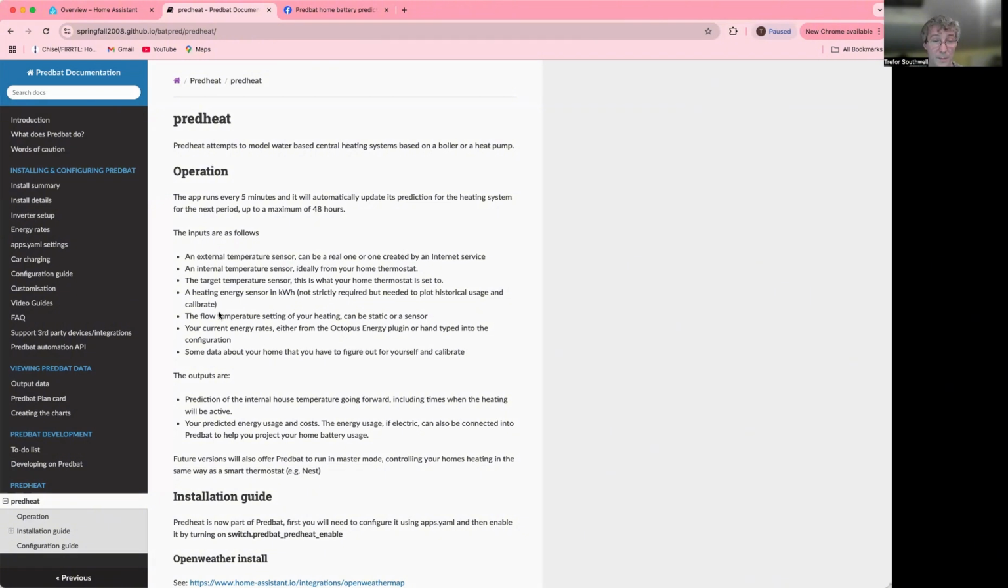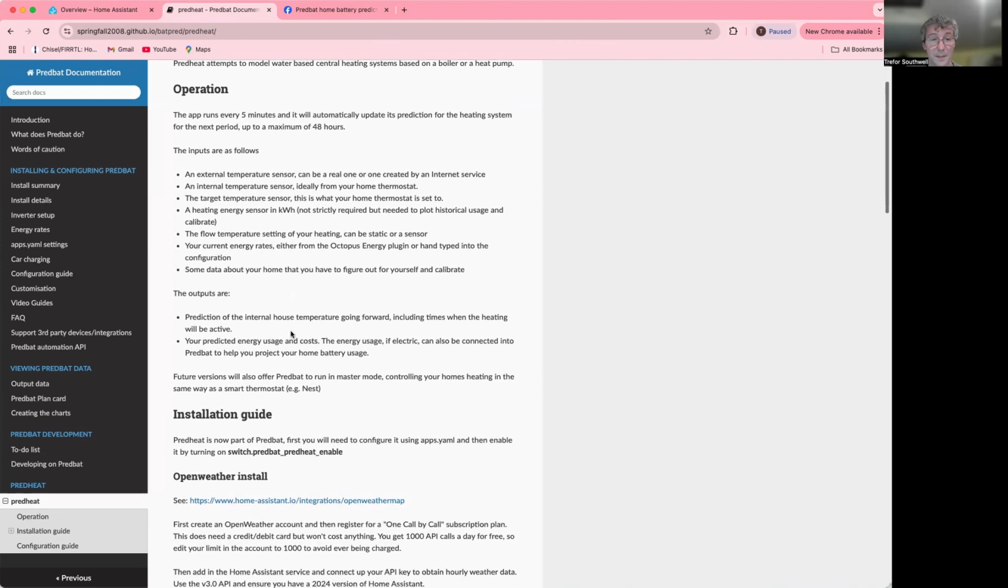For the flow temperature, which is essentially the temperature coming out of your boiler or a heat pump, this can be just set to a static value, or it can be a sensor. You need to know your current energy rates. This is already set up in Predbat anyway, but if you're using gas, you'll have to make sure you have the gas, and then you have to figure out some data about your home to actually calibrate this.